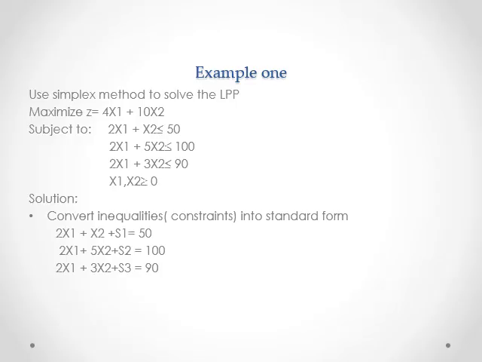For example, given the following linear programming problem where max z equal 4x1 plus 10x2 subject to 2x1 plus x2 less than 50, 2x1 plus 5x2 less than 100, 2x1 plus 3x2 less than or equal 90, x1, x2 more or equal 0. Right.